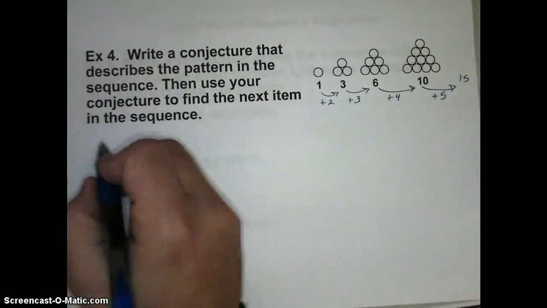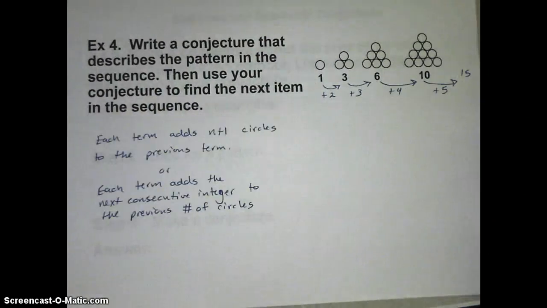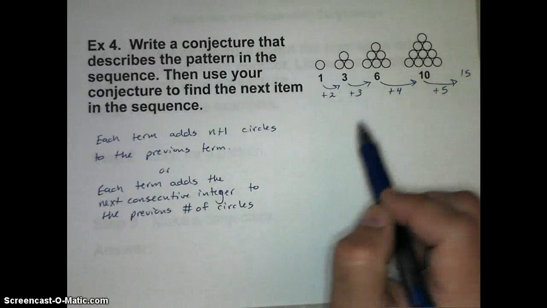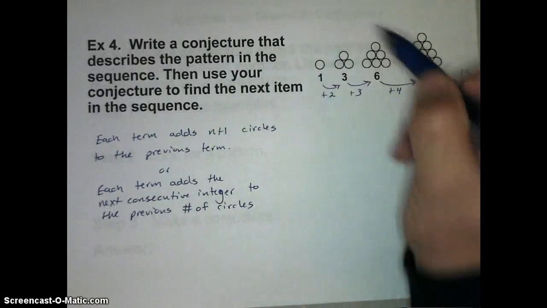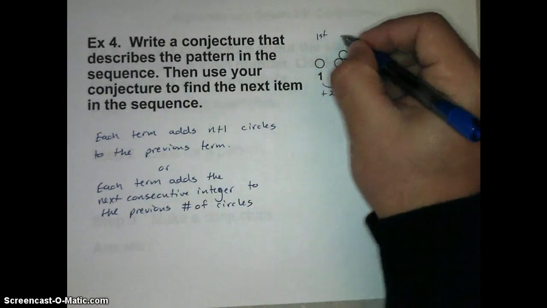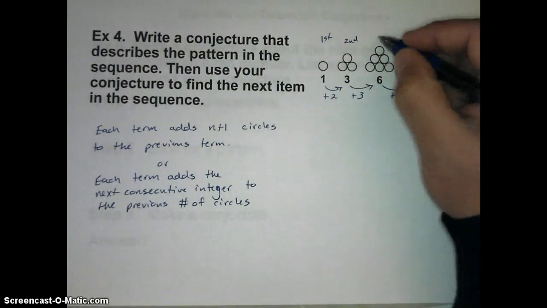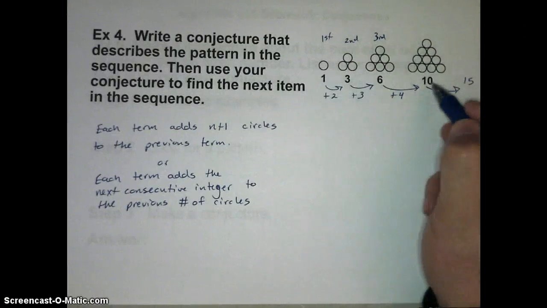Okay, so our conjecture could be this. Each term adds n plus 1 circles to the previous term to get the next term. So if n is 1, n plus 1 is 2. If n is 2, for the second term, 2 plus 1 is 3, so we're adding 3. If n is 3, 3 plus 1 is 4, we're adding 4 to get to the next one, and so on and so forth.